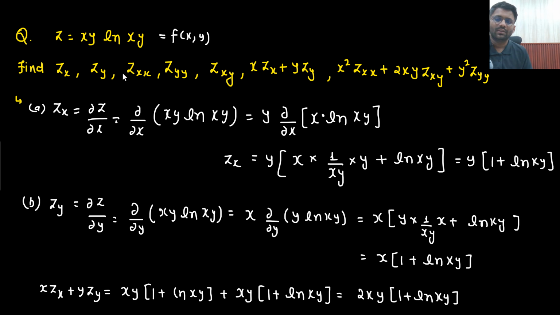So this was your A, B, C, D, E, F. F we have done. C, D, E, F. Right. So zx we have found out, zy we have found out. Very, very straightforward. Very, very simple as well.